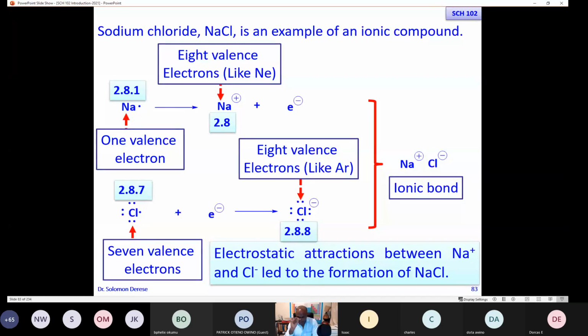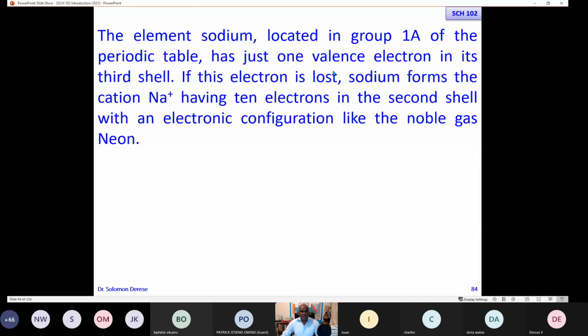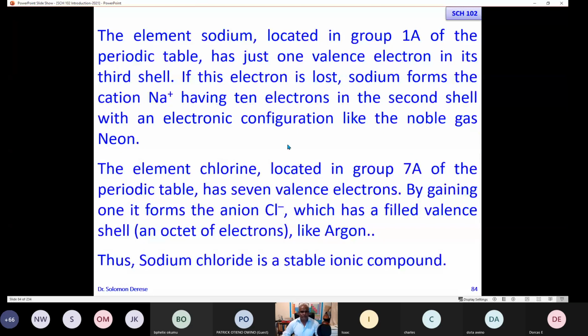So the reason why we have ionic bonding in sodium chloride is that this is the easiest way. The transfer of electrons is the easiest way through which they can attain an octet of electrons. Okay, so this you can read.